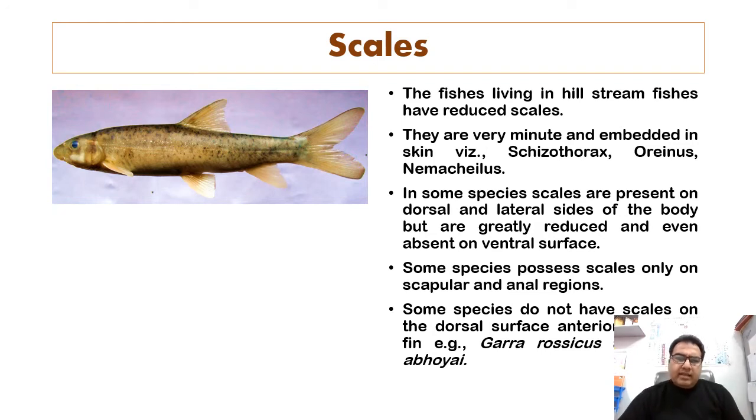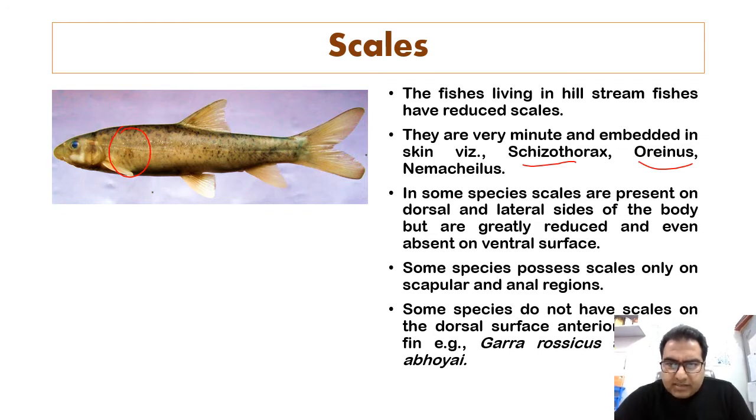Secondly, we shall be talking about the scales. Now the scales are an important exoskeleton of the fish. But in the case of hill stream fishes, the scales have reduced. Very minute scales are embedded in the skin, such as in the case of Schizothorax and Oreinus.